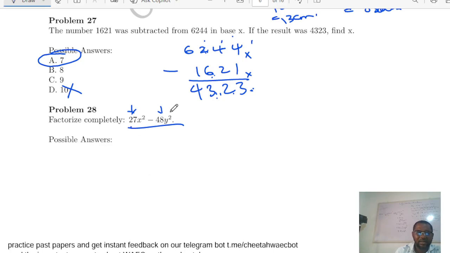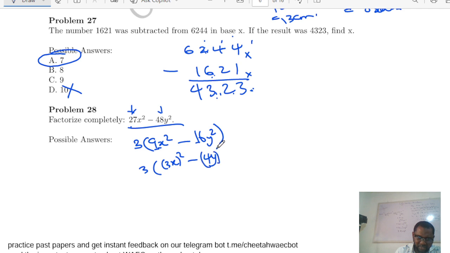So let's see. I can factorize 3. If I factorize 3, I'm going to be left with 9x squared minus 16y squared. Good. Which makes both of them a perfect square. So that means I can write this as 9x squared means 3x squared. 16y squared means 4y squared, making it a square, because 4 squared is 16, then you have y squared. 3 squared is 9, then you have x squared, right?